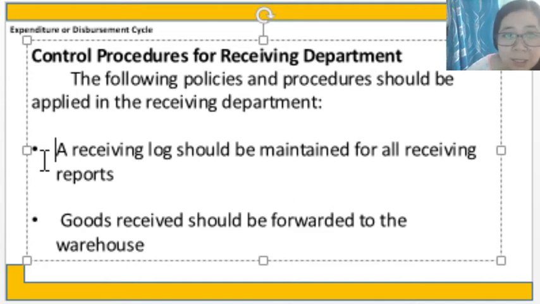And lastly, goods received should be forwarded to the warehouse once the purchase order matches the receiving report, meaning the items received were actually the items that were ordered by the entity. Once there are discrepancies, there might be some returns, or the items will be held in the receiving department, or forwarded to the shipping department to return them to the vendors for correction. Those are the different policies and procedures for the receiving department.